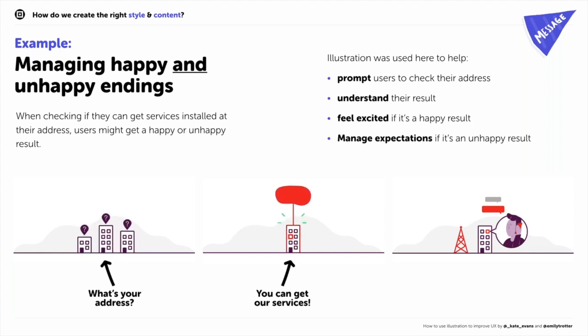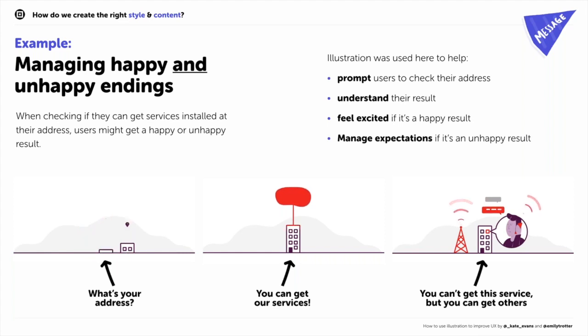The third illustration is the unhappy outcome. So the message here is, you can't get the service you checked for, but we can offer you something different. During this illustrating process, we were constantly referencing those 3 messages to finesse the illustration, and we did end up removing quite a lot of detail that was just becoming distracting from that core message.